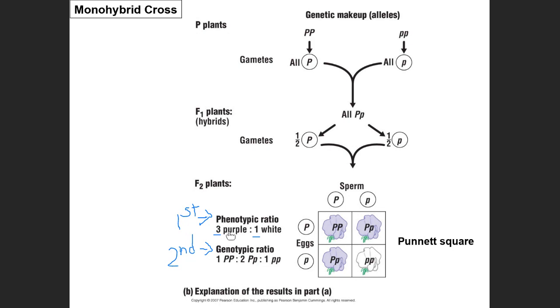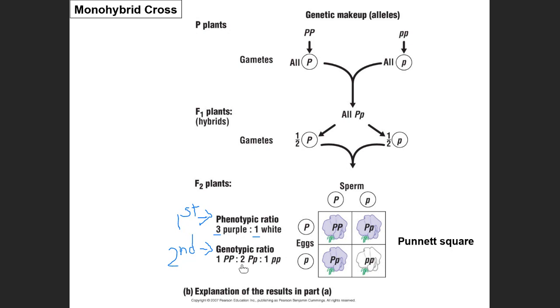Okay, of the 3 that produce purple flowers, only 1 at the level of the gene is homozygous dominant. The other 2 that produce purple flowers are actually heterozygous dominant, meaning that they have the potential to produce offspring that won't produce purple flowers like them. They might just by chance produce white flowers.